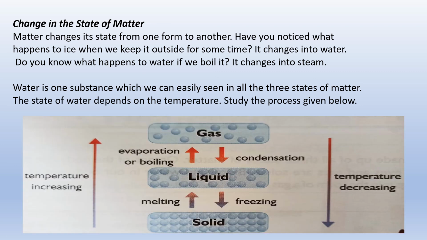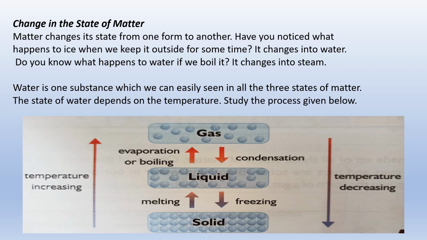Study the process given below. Here you can see in this picture, when we decrease the temperature, the gas gets condensed. Okay, with the condensation process it becomes liquid, and then when we freeze the liquid it becomes solid, that means ice.